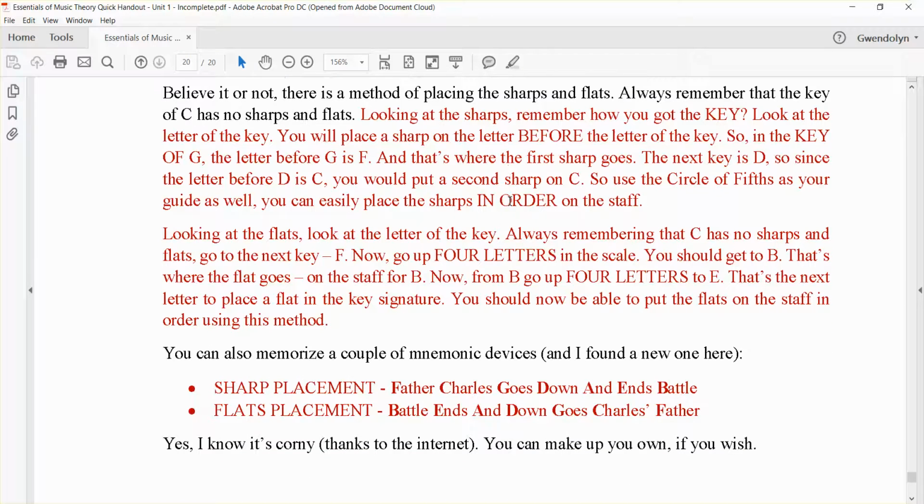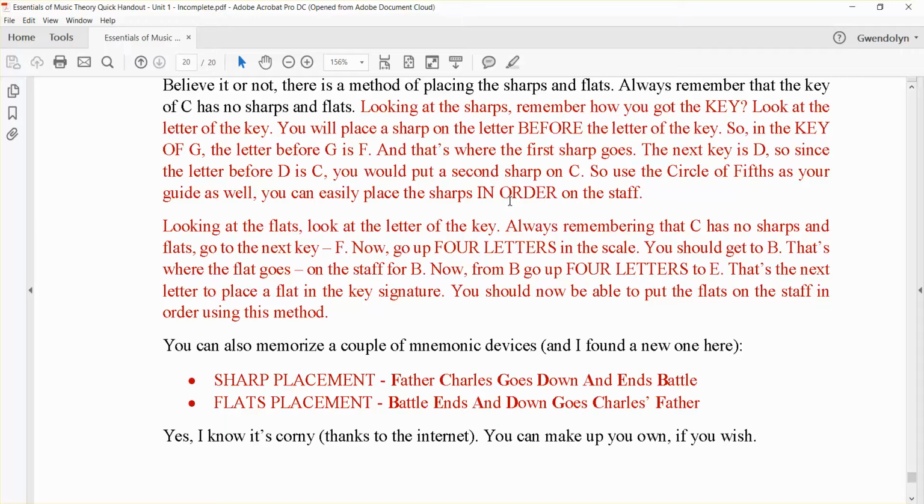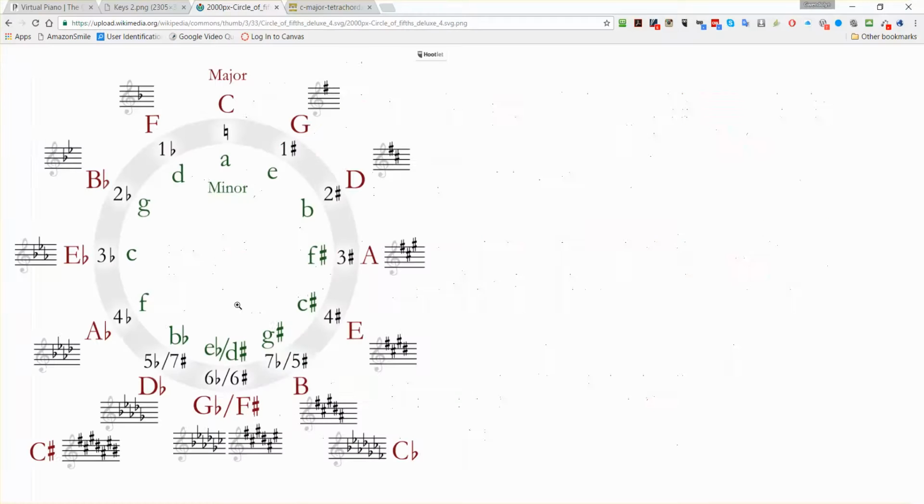Now, look at the flats and look at the letter of the key. Again, C has no sharps and no flats. So the next key, of course, is F, five degrees descending from C. Now, go up four letters of that scale. That's F. Let's go to F major. Go up four letters of that scale. F, G, A, B. Just simply go up four letters.